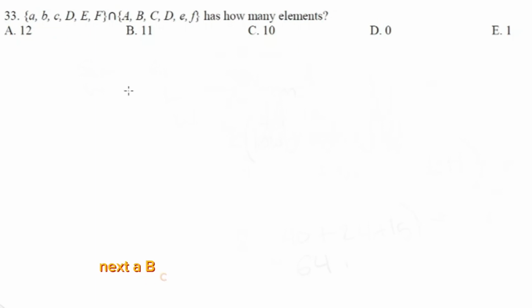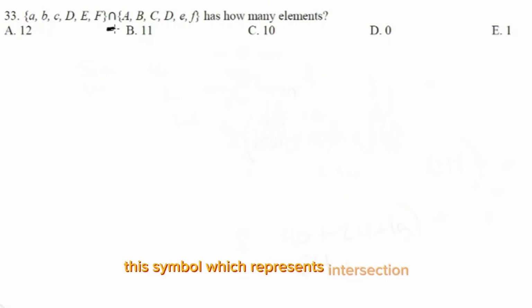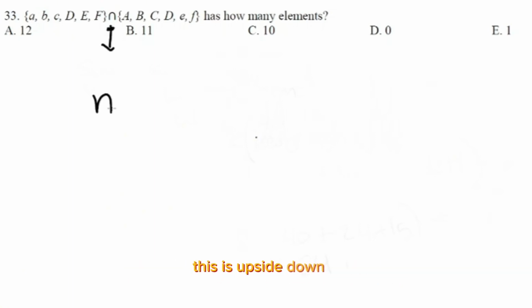Next, the set with A, B, C, uppercase D, uppercase E, uppercase F, and this symbol, which represents intersection, the set uppercase A, uppercase B, uppercase C, uppercase D, E, F, has how many elements? Alright, in these types of problems, when they're looking for the intersection, which is this upside down U, or it kind of looks like an N, whatever you want to call it, it's called an intersection.